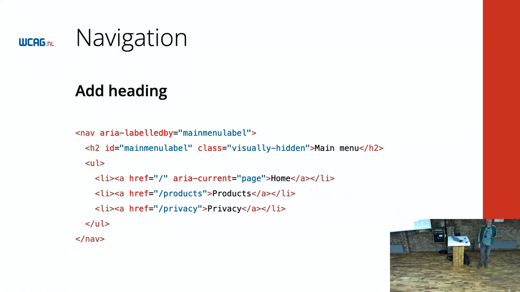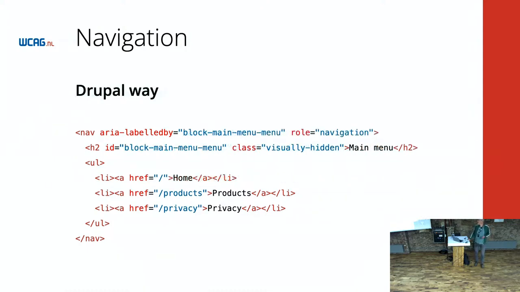Then you should add a heading, I already mentioned that, and the nav should have a label. Because that label is in the rotor again, if you navigate via your menus. So in this case, the nav has an aria-labelledby, which points to the ID of the H2. So the nav will have the label main menu. So this is the ideal situation. Then how does Drupal do it? Well, they use a nav element, also with an aria-labelledby attribute, and they also add a role as navigation. That's for backwards compatibility. That's not really necessary anymore.